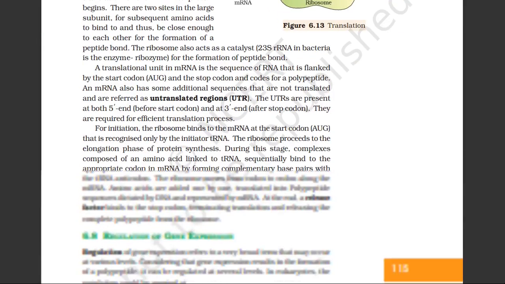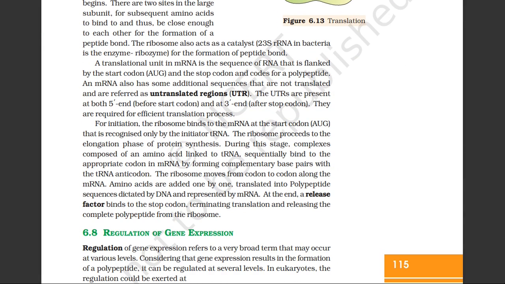A translational unit in mRNA is the sequence of RNA that is flanked by the start codon, AUG, and the stop codon, and codes for a polypeptide. An mRNA also has some additional sequences that are not translated and are referred to as untranslated regions, UTR. The UTRs are present at both the 5' end, before the start codon, and at the 3' end, after the stop codon. They are required for efficient translation process.